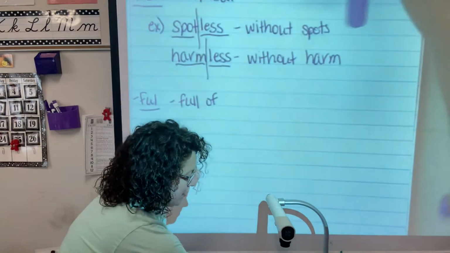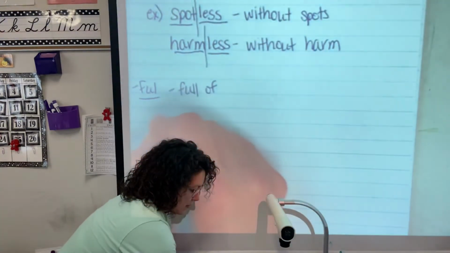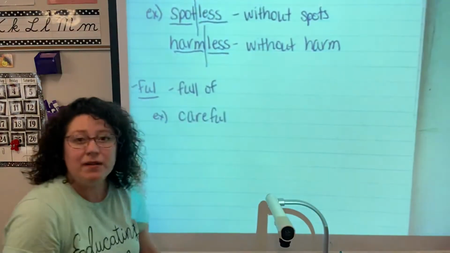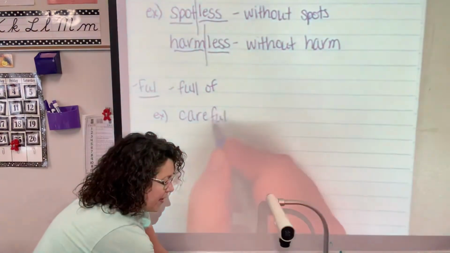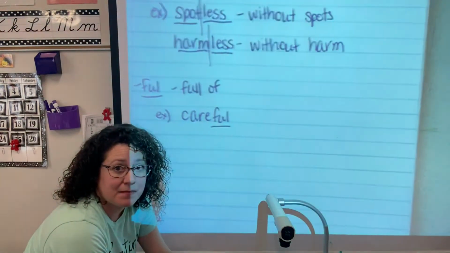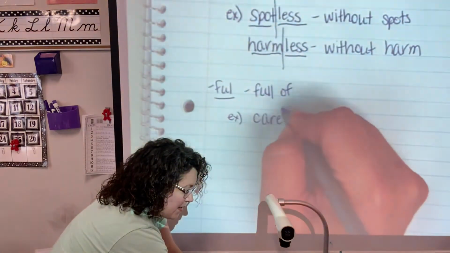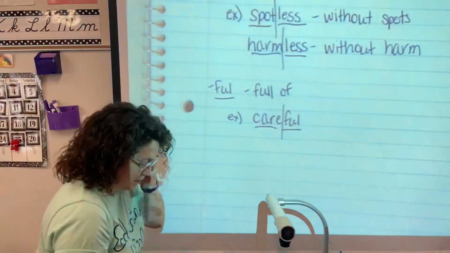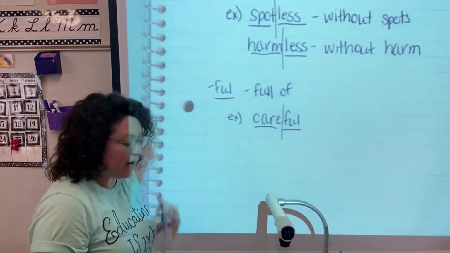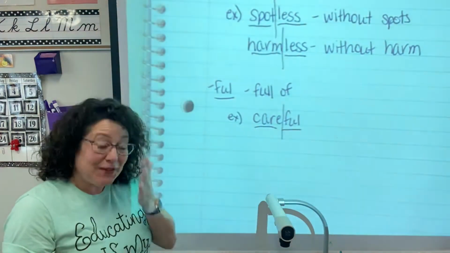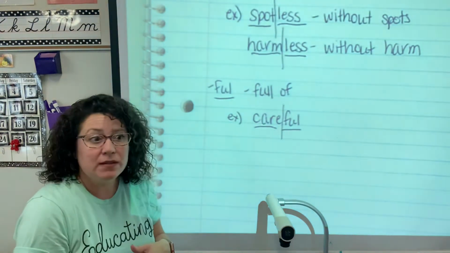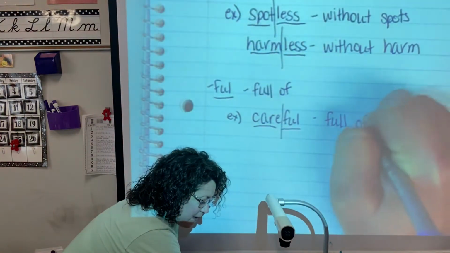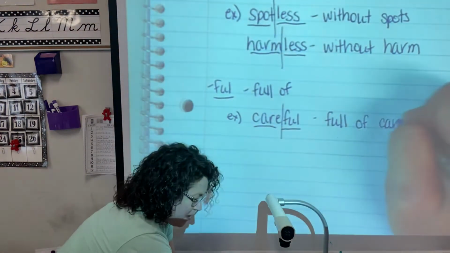So let's do some examples. If you are careful, and I underline my suffix, and then I draw my line, I split my word up, then I get my root word. So if full means full of, what does careful mean? You're being full of care. When your mom says, be careful, she wants you to be full of care. Pay attention to what you're doing. Full of care.